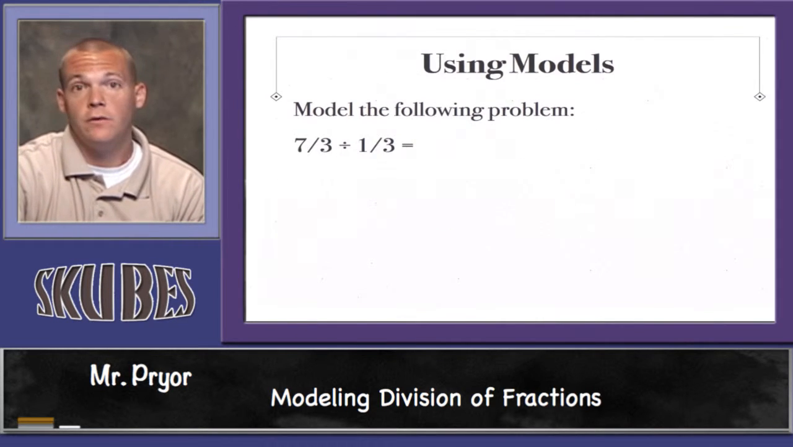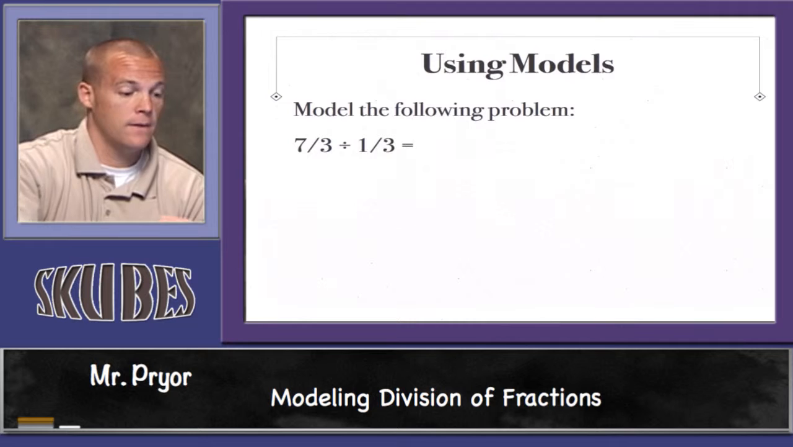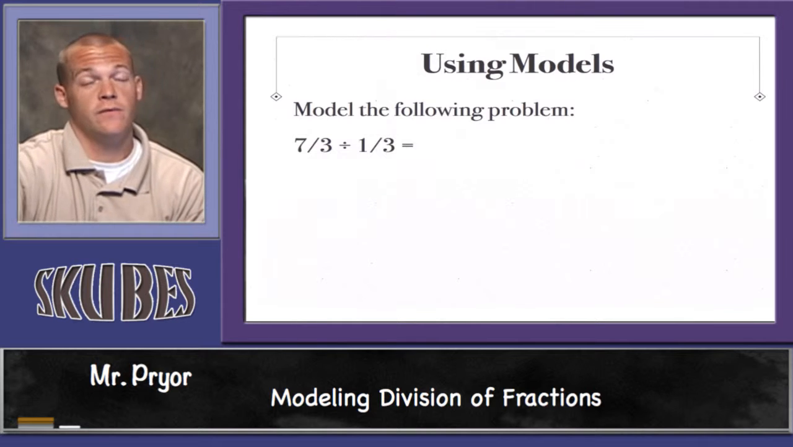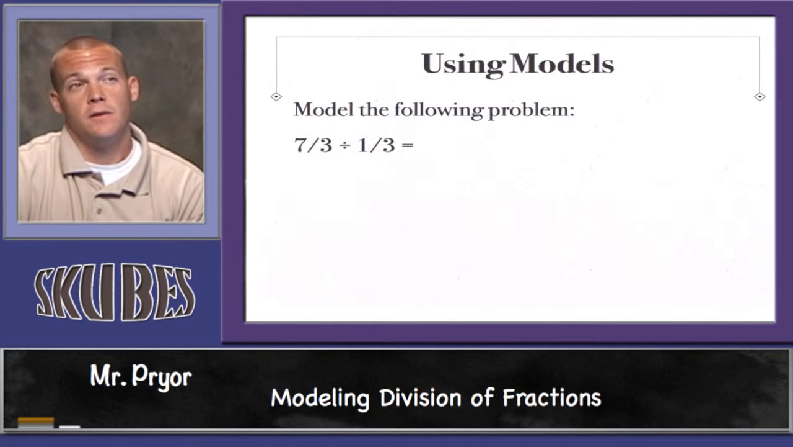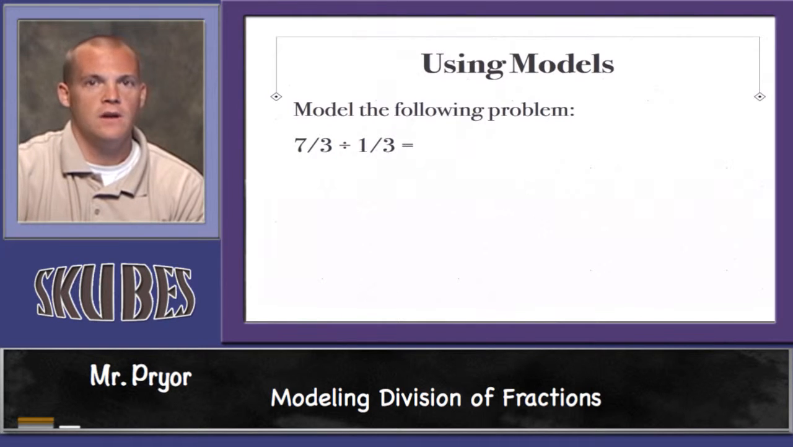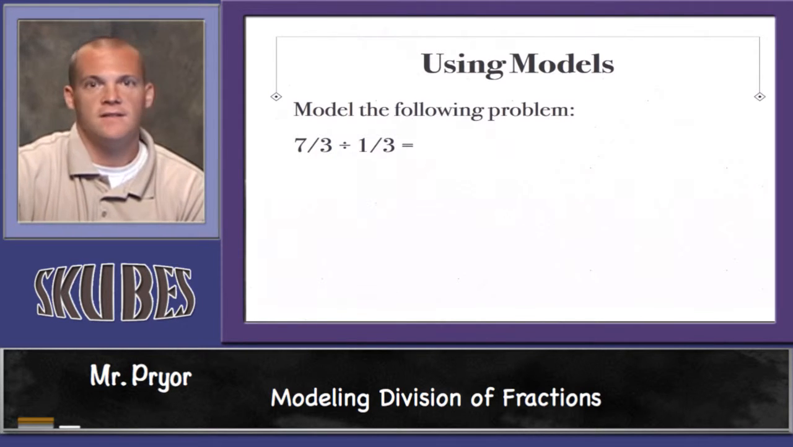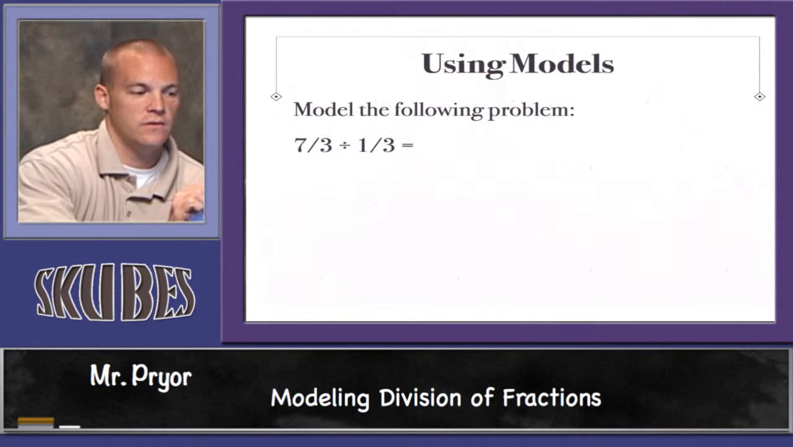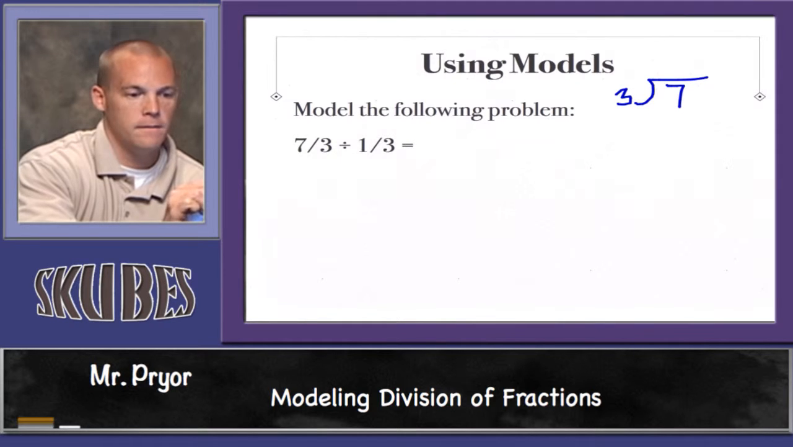The model we're going to do is 7/3 divided by 1/3. So what we're going to do here is we're actually first going to modify 7/3 into a value that we know a little bit better about how to draw it out. 7/3 is a little bit different. We're going to actually make it its mixed number. If you've forgotten what a mixed number is, that's what you get when you divide the denominator into the numerator.